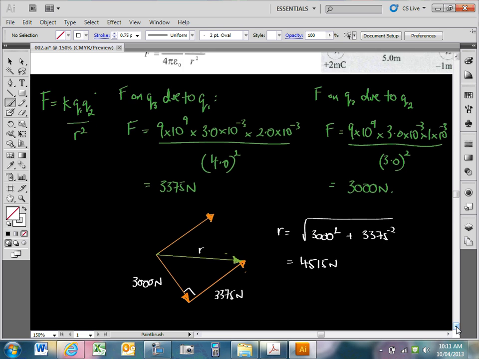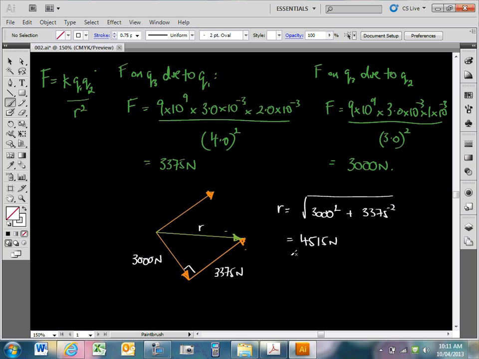I'm missing something. That's right, you do need the angle because it is a resultant force. They say force, so you need to state the magnitude and the direction. Let's choose some theta there. This is the adjacent side, this is the opposite side. Tan of theta, I beg your pardon, opposite over adjacent.